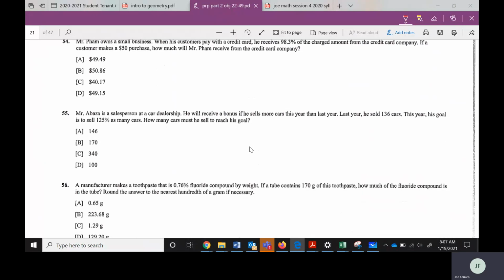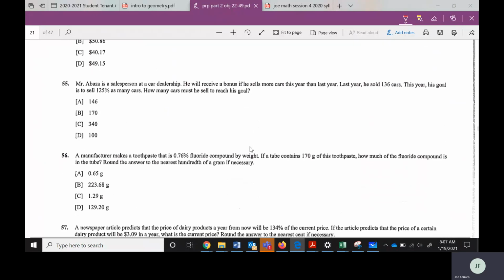55, I was just going to give you a hint because it's another one of those that can be a little confusing. He's a salesperson at a car dealership. He will receive a bonus if he sells more cars this year than last year. Last year, he sold 136. This year, his goal is to sell 125% as many cars. How many cars must he sell to reach this goal?